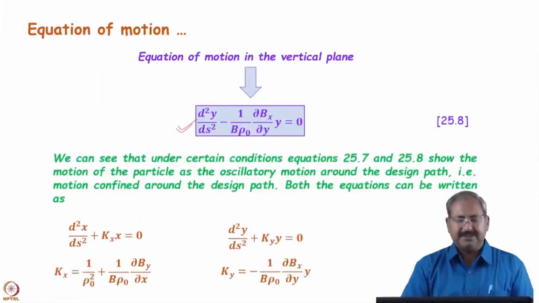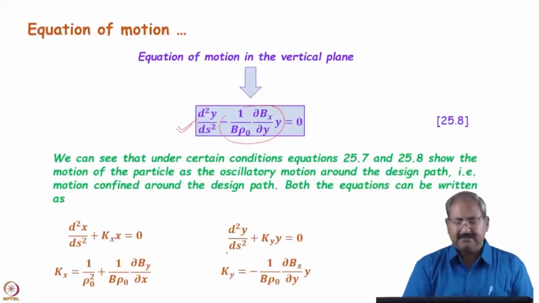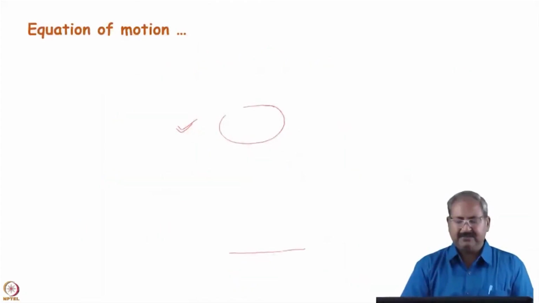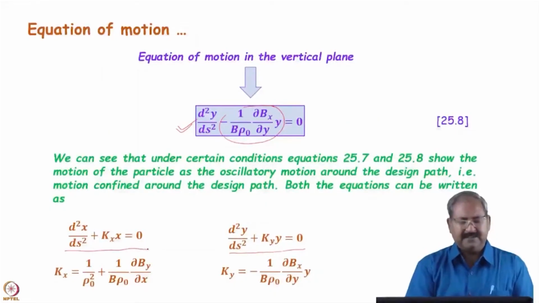Now you can see that this quantity can be written as ky. So our equation of motion will be d2y by ds square plus ky y is equal to 0. Similarly, this quantity can be written as kx. So our equation of motion will be d2x by ds square plus kx x is equal to 0. So these equations are similar to the simple harmonic oscillator equation in horizontal and in vertical.